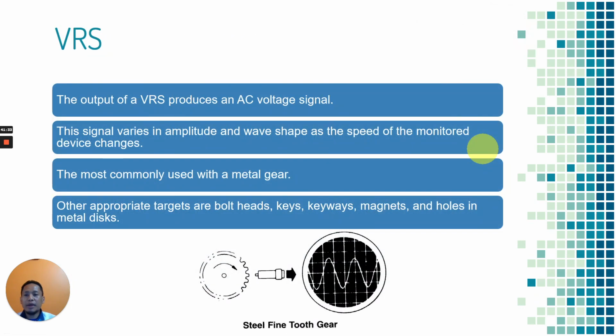The output of the VRS produces an AC voltage signal. The signal varies in amplitude and wave shape as the speed of the monitored device changes. Besides the metal gear, other appropriate targets are bolt heads, keys, keyways, magnets, and holes in a metal disc.